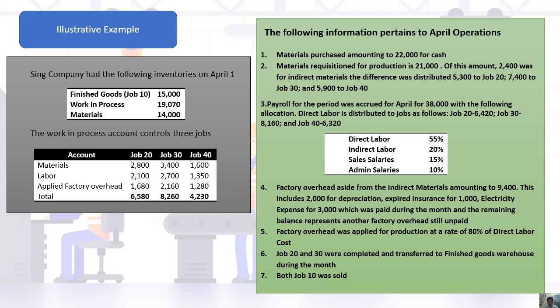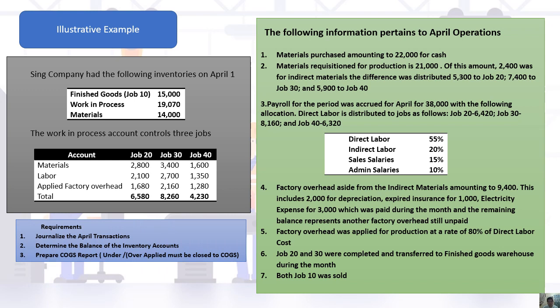So maraming mga information dyan. Nagkaroon ng purchases, requisition, tapos payroll, then yung allocation ng labor, and so on and so forth. So these are the requirements. So i-journal daw natin yung mga nangyari during April. Tapos i-determine yung balance ng mga inventory accounts after April. Then prepare daw tayo ng cost of goods sold report.